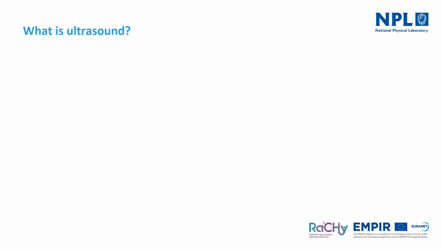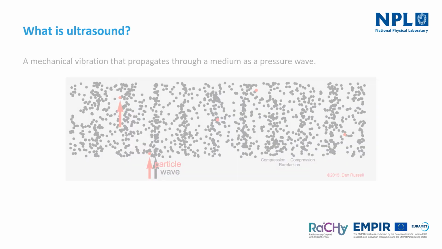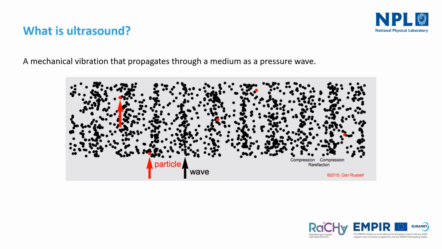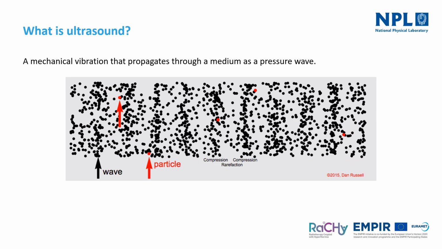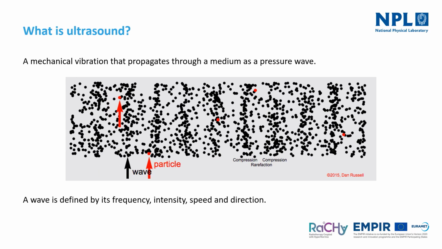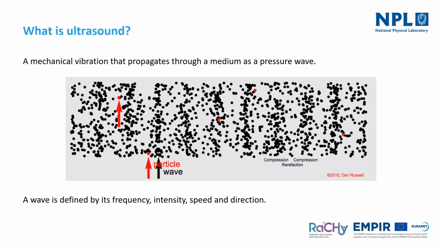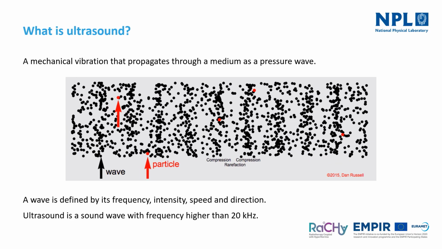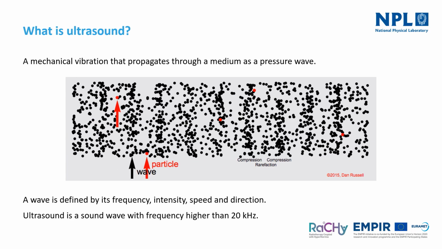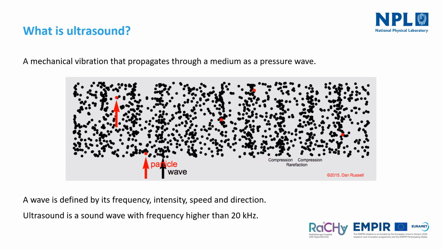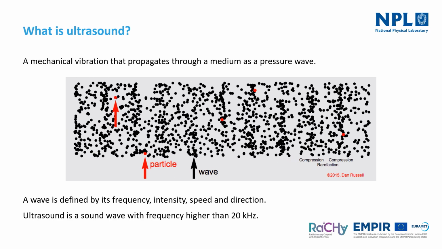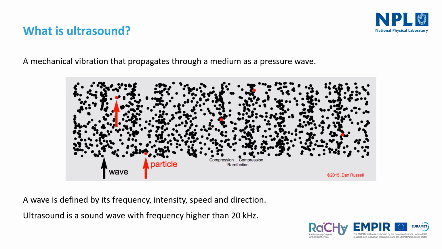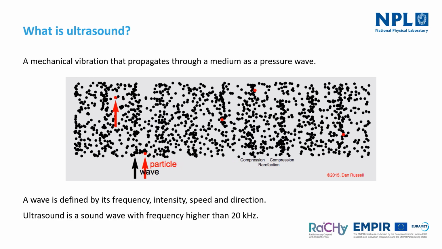First of all, what is ultrasound? Ultrasound is a mechanical vibration that propagates through a medium as a pressure wave. The wave is defined by its frequency, intensity, speed, and direction. By definition, ultrasound is a sound wave with frequency higher than the human hearing limit, that is 20 kHz. Medical applications are usually in the range of the megahertz, which is 1 million oscillations per second.